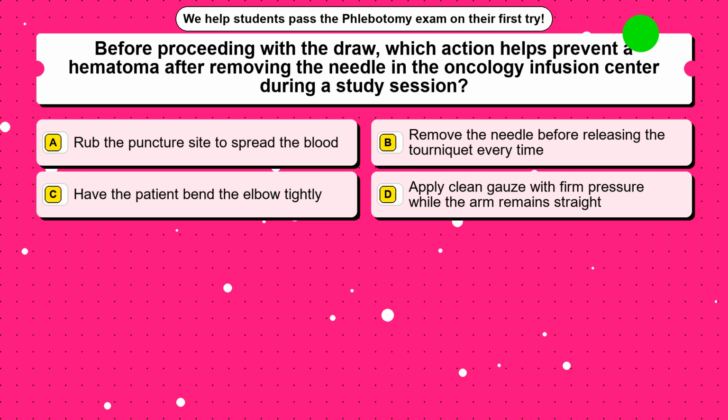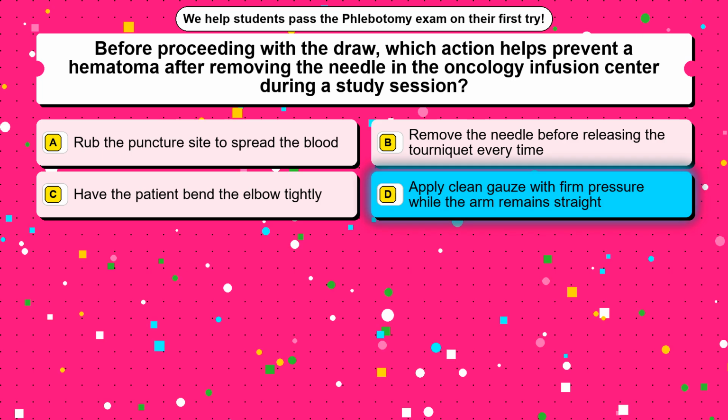Question 44. Before proceeding with the draw, which action helps prevent a hematoma after removing the needle in the oncology infusion center during a study session? Option A. Rub the puncture site to spread the blood. Option B. Remove the needle before releasing the tourniquet every time. Option C. Have the patient bend the elbow tightly. Option D. Apply clean gauze with firm pressure while the arm remains straight. The correct answer is option D.